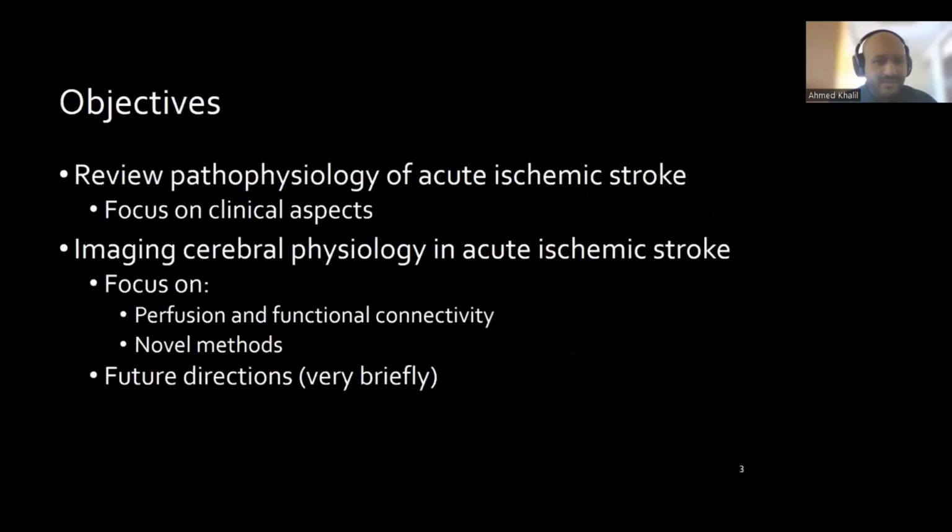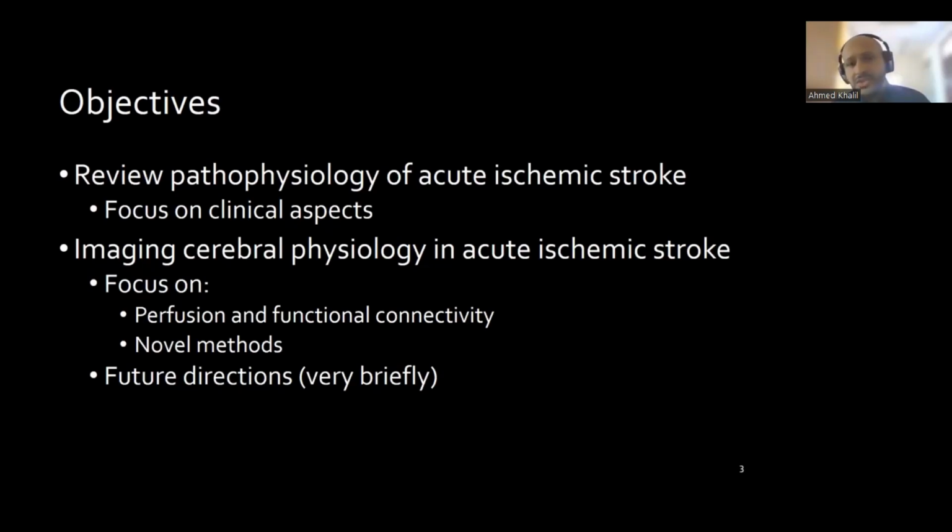The talk is structured as follows. Basically, I thought I'd start with a relatively brief review of the pathophysiology of acute ischemic stroke. And there I'll be trying to focus mostly on the clinical aspects of stroke pathophysiology and how they're important to how we manage and treat stroke patients in clinical practice.